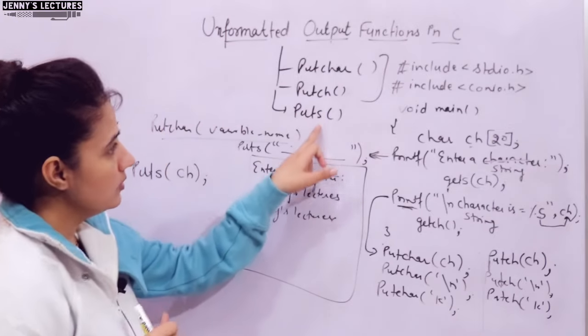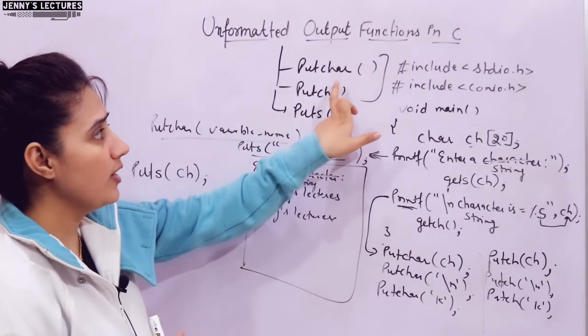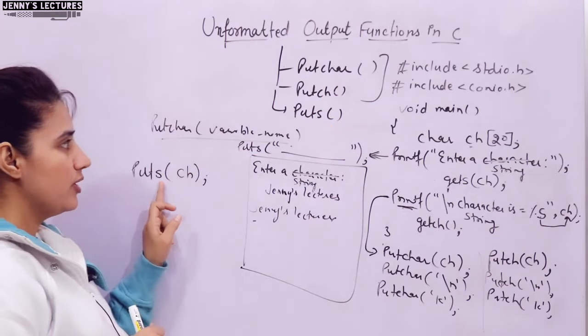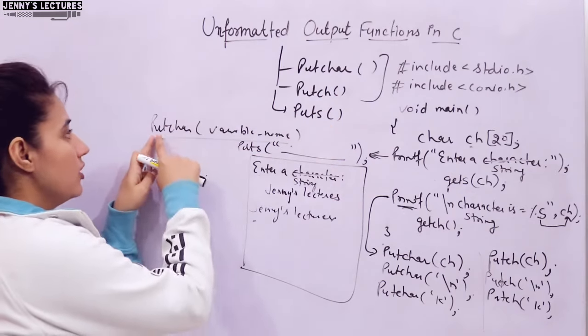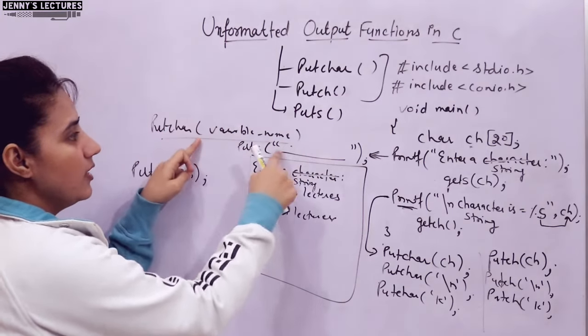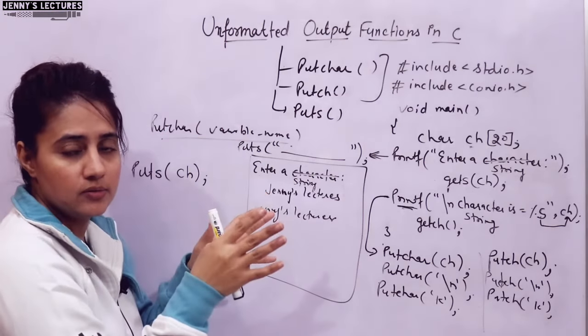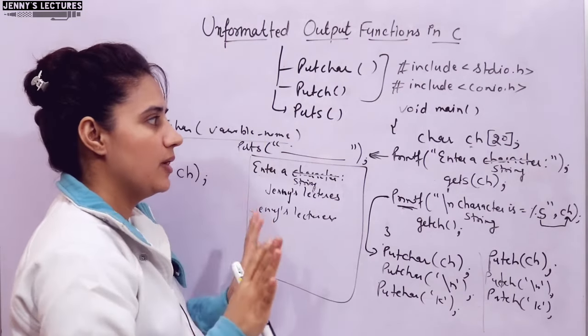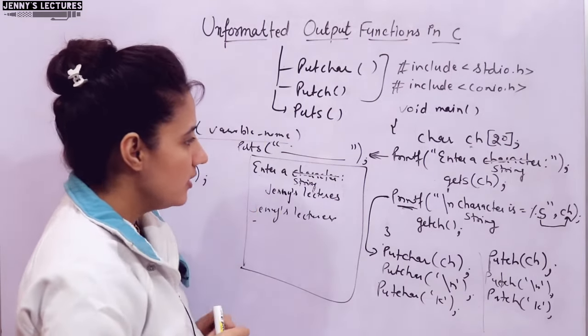All three functions accept only one argument. Here a variable name, here also a variable name. If you write down the general syntax: putchar(variable name), putch(variable name), and puts(str), where you write a string. You are not taking a single character, you are taking a string, right?